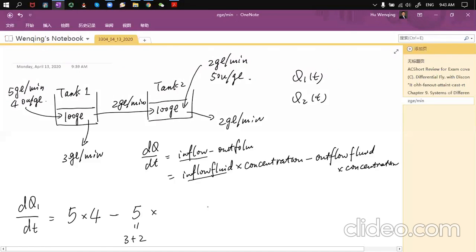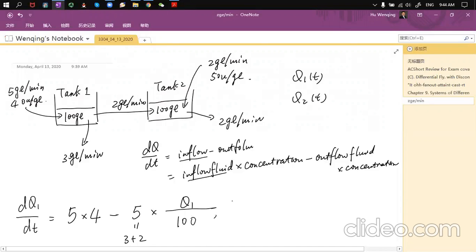Remember, this is a well-stirred mixture, so that means you have to use Q1 divided by the volume. What's the volume? Well, the inflow volume is 5, outflow volume is 5, so it will never change. So that's over 100. This is just your Q1. Is that good for everybody? Right? So this is a very simple differential equation that models the amount Q1.